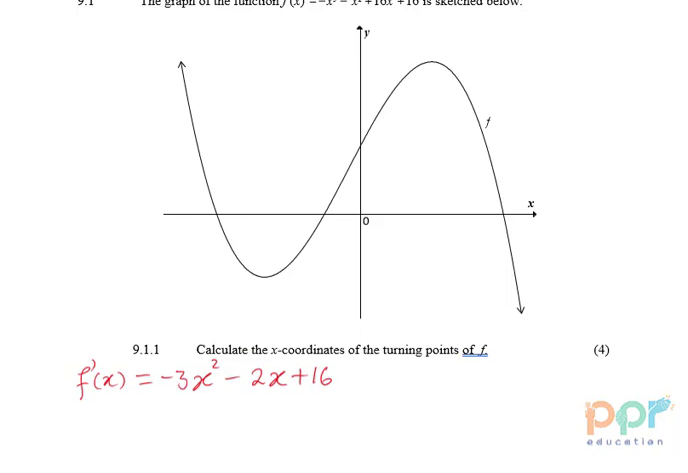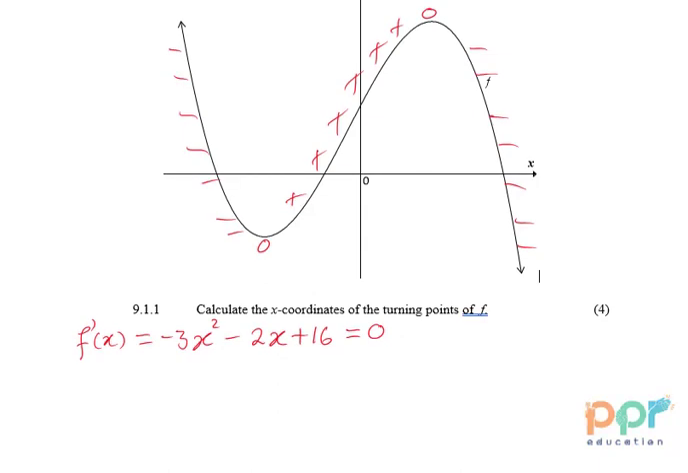Since they want the x coordinates of the turning points, they want the minimum and maximum points, and these refer to the y values as well. So we must find the first derivative, or a stationary point. Our gradient on this side is decreasing, becoming negative, then at this point the gradient is 0, then on this side the gradient is positive, at the top it is 0 and then it becomes negative. That's why I set the first derivative, my gradient, equal to 0.